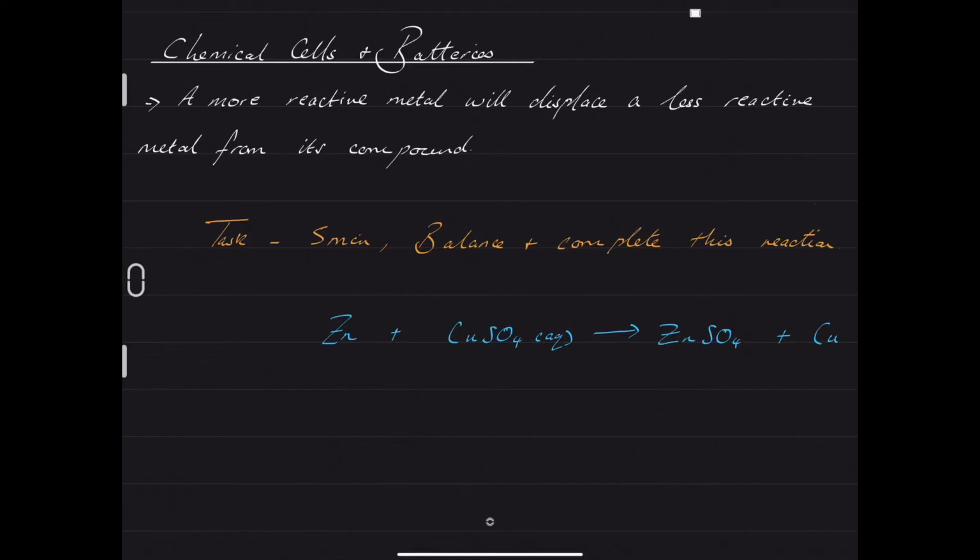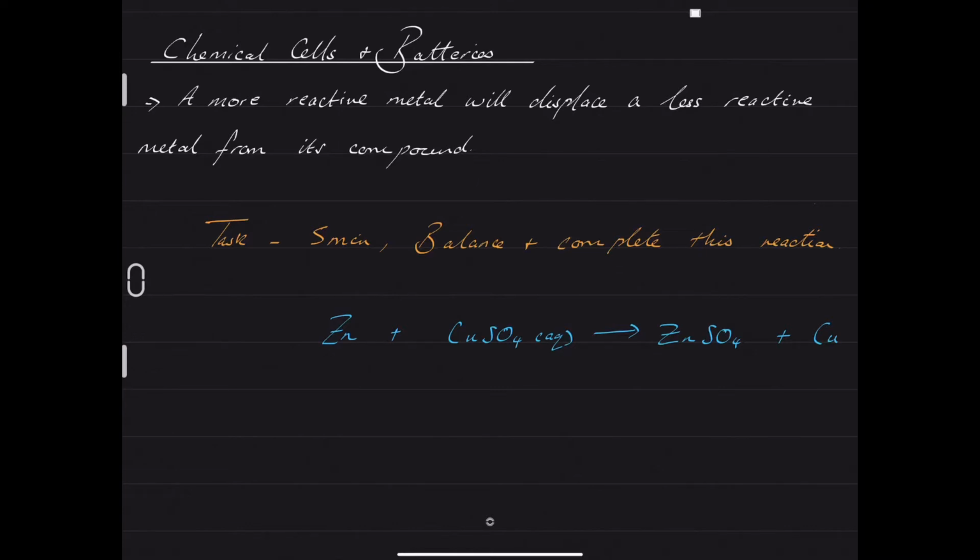Okay, so the first task, I want you to take 5 minutes for this. You do not need to upload this on Teams. You can do this with the notes in front of you. But I want you to take 5 minutes and look at this equation. It shouldn't really take you 5 minutes. It should take you a couple of minutes at the most. But I want you to balance and complete this chemical reaction that's shown in blue.